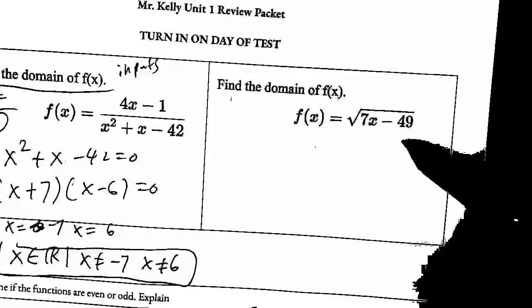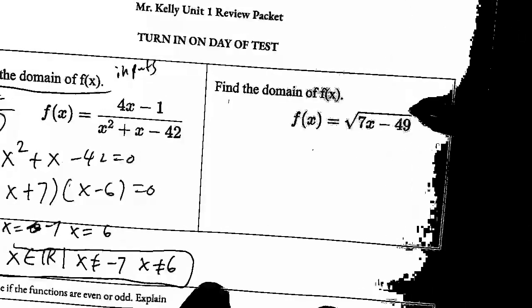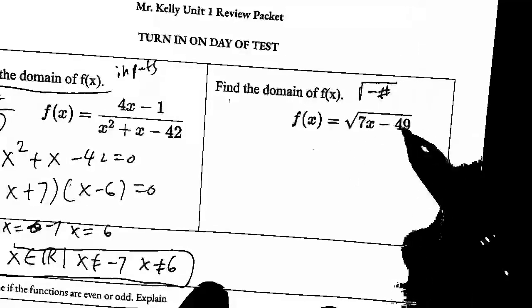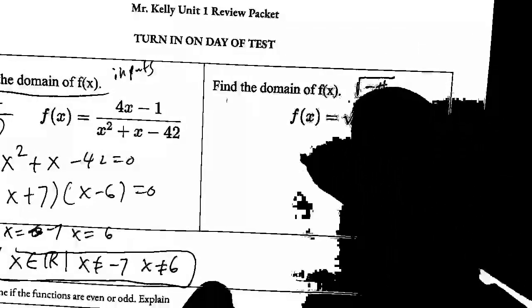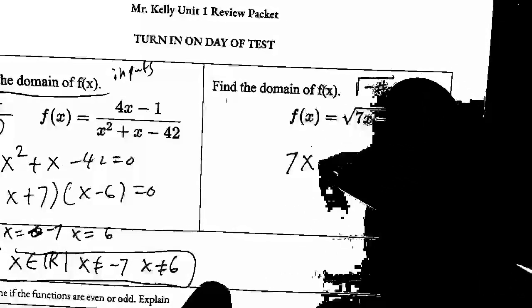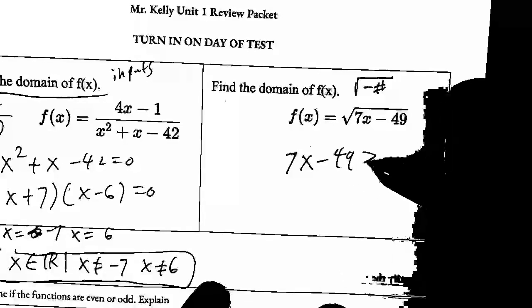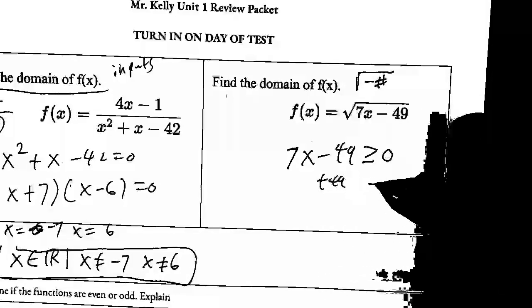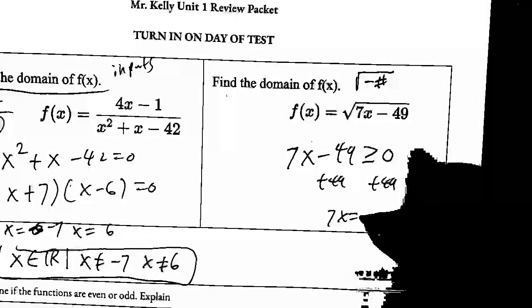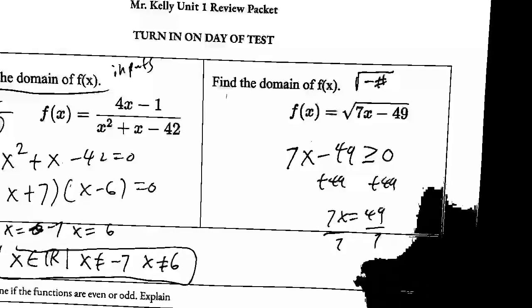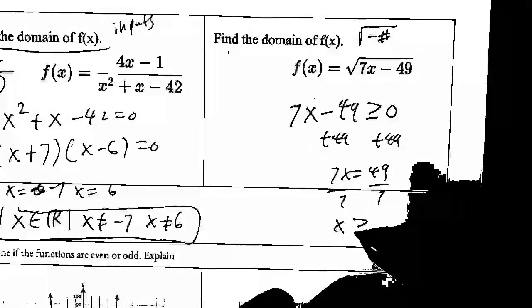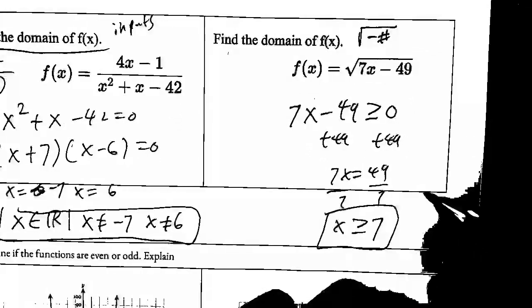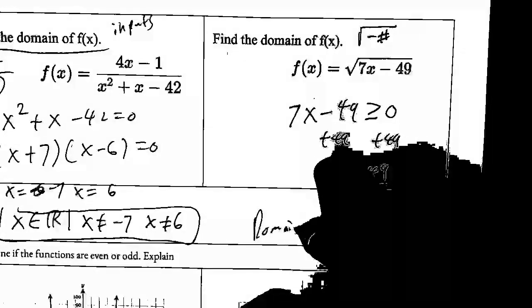To find the domain over here, when it's a square root, the numbers that don't work are negative numbers. So wherever it's negative here is not going to work. We're going to figure out where that's true. We're going to make sure that 7x minus 49 is always greater than or equal to 0, and solve that for x. We're just going to add 49: 7x equals 49, divide by 7. So x has to be greater than or equal to 7. Okay, that would be the domain for B.